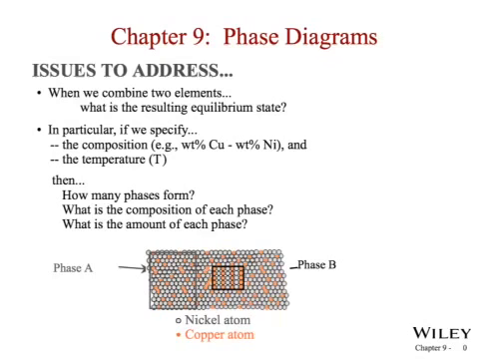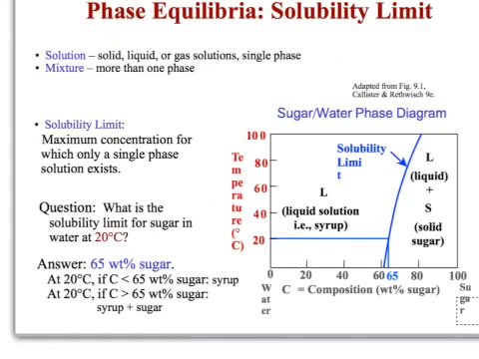Phase diagrams are useful because we can use a phase diagram to show the number and types of phases present, the composition of each phase, and the weight fraction of each phase. And we can find out all these stats just given the temperature and composition of the system. So let's just dive right into it.